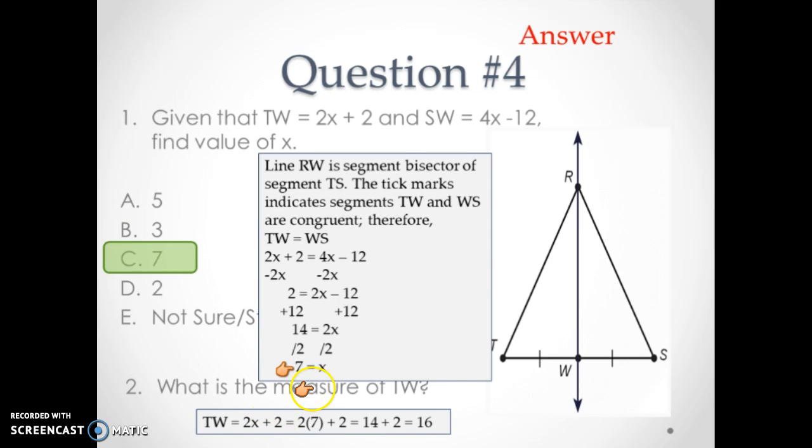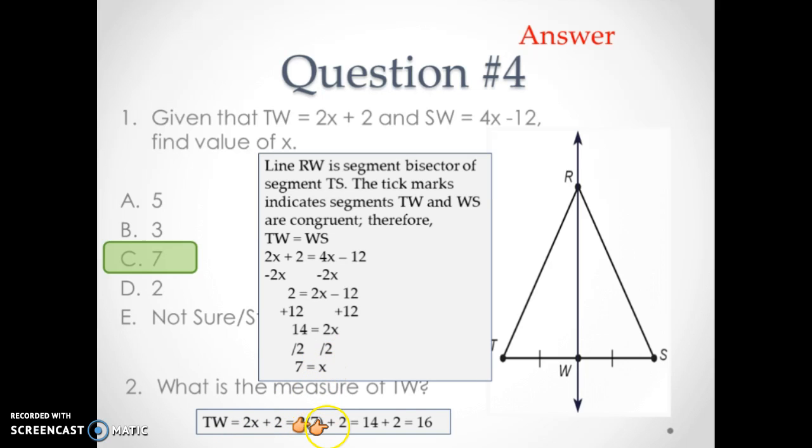Now, if they asked you to find the measure of TW, and be careful on the quiz, what are they asking for? The x value or the measure of a segment or an angle? In this case a segment, so you would plug in the 7 for x: x plus 2 equals 2 times 7.